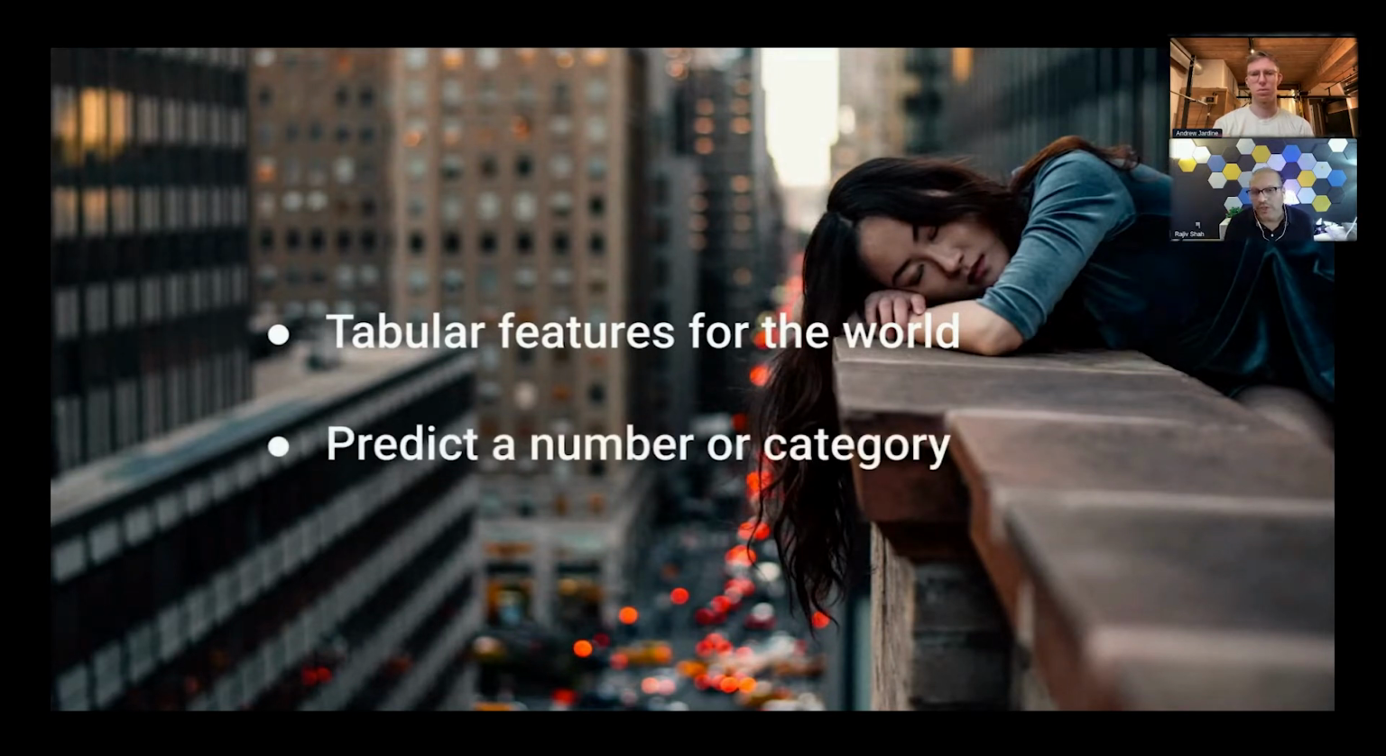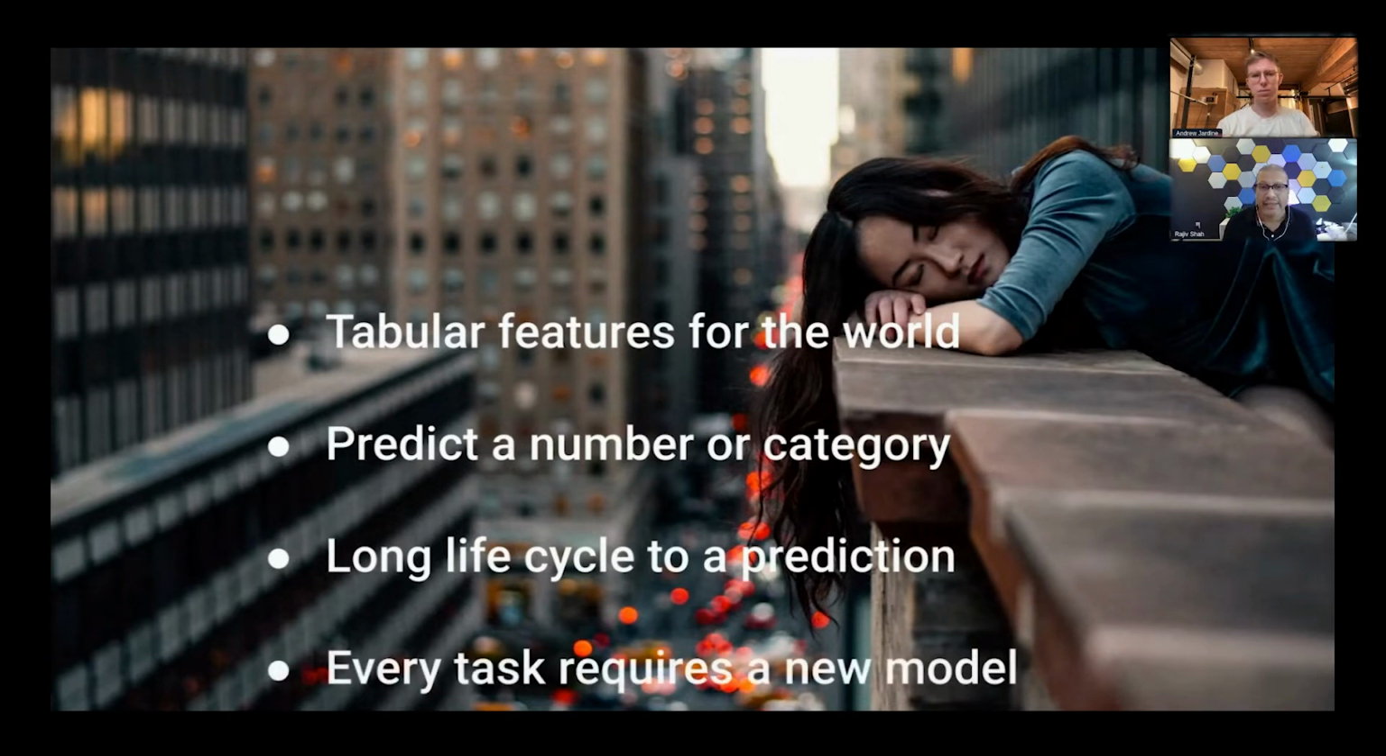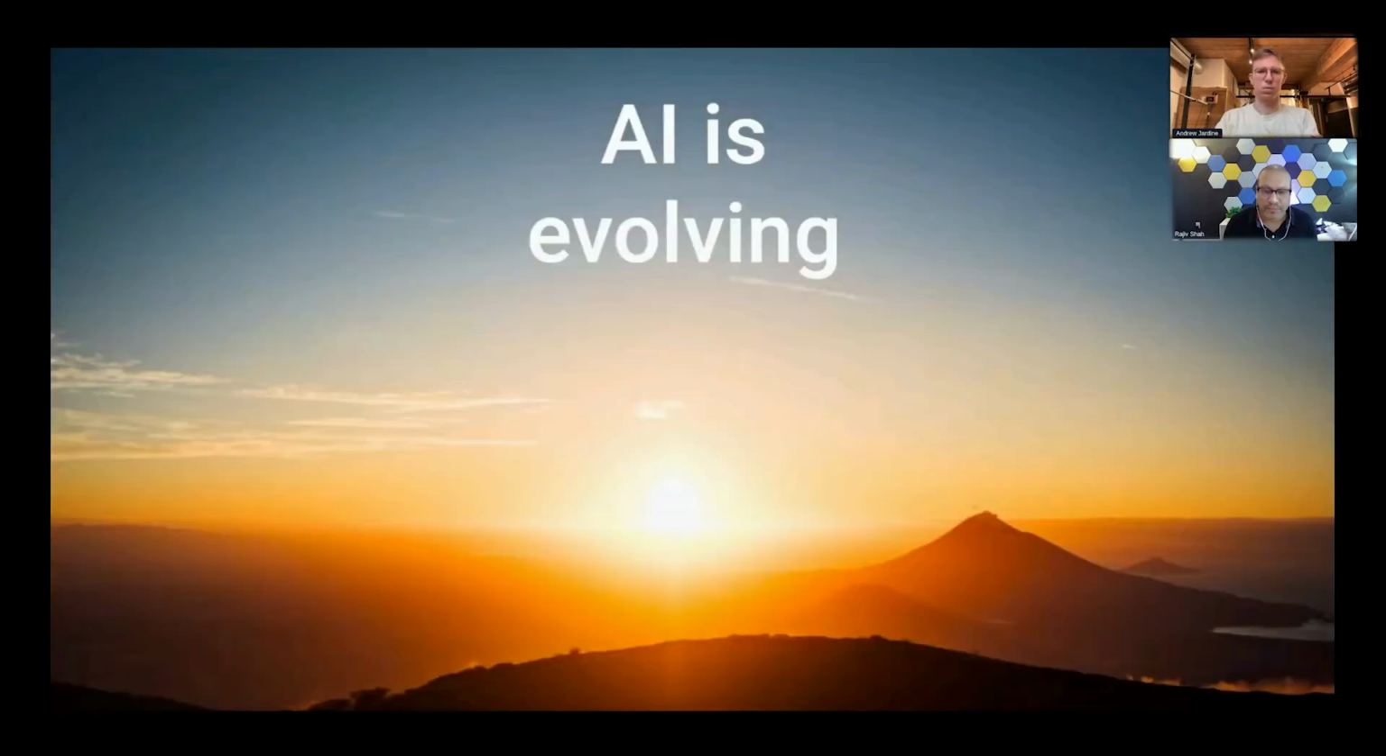We often focus on predicting a number or figuring out some category. This is what I often call discriminative AI. It's that long life cycle to a prediction, right? All that data prep takes a long time, and then this only solves one task. If our tasks slightly change, we have to go back and go through the process to build a new model again. So this is what I want to talk about today: how we can use some of these things to knock these problems out.